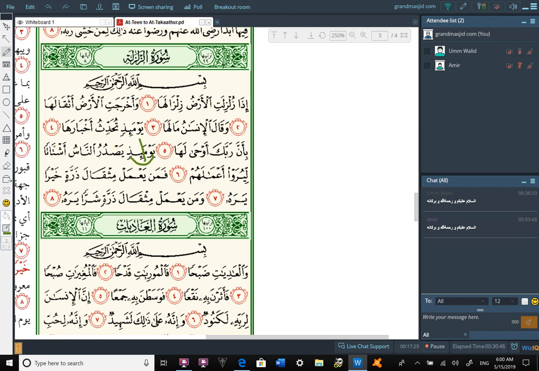يَصْدُرُ النَّاسِ. يَصْدُرُ from sadara. And it means here to come out, because we're talking about the human beings coming out, right? So they will come out, or proceed from the graves.